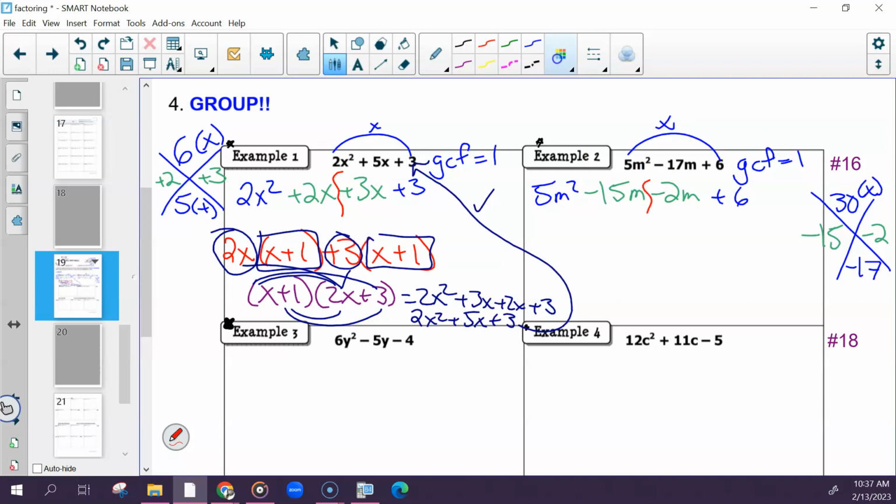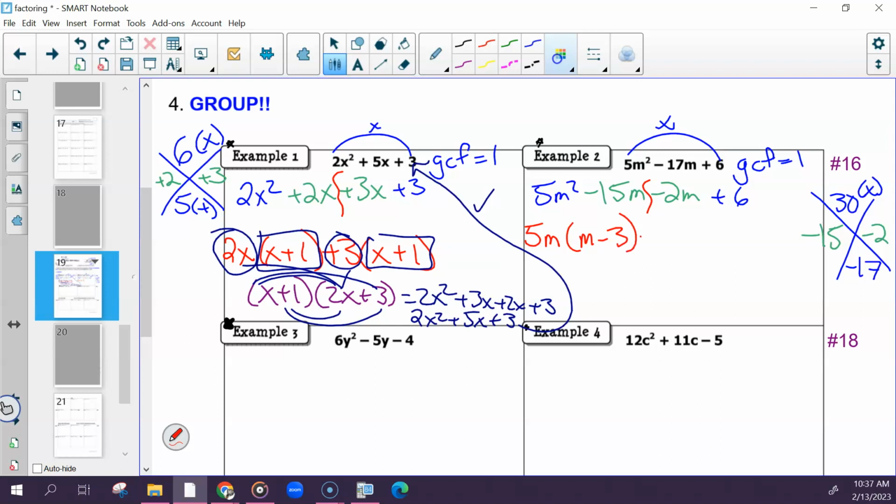Split that down the middle. What do those first two have in common? 5m. If we divide that out, what's left? m minus 3.